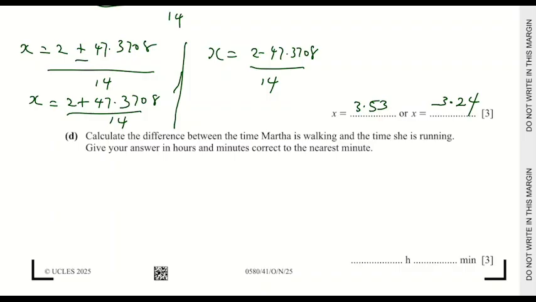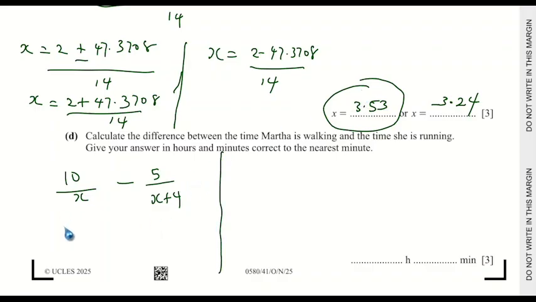So what you need to do here is very easy. When she was walking, you have 10 over x, minus when she was running, you have 5 over x plus 4. So we're going to make use of this x here, 3.53, because it is positive. So let's partition this. We have 10 over 3.53 minus 5 over 3.53 plus 4, that is 7.53.